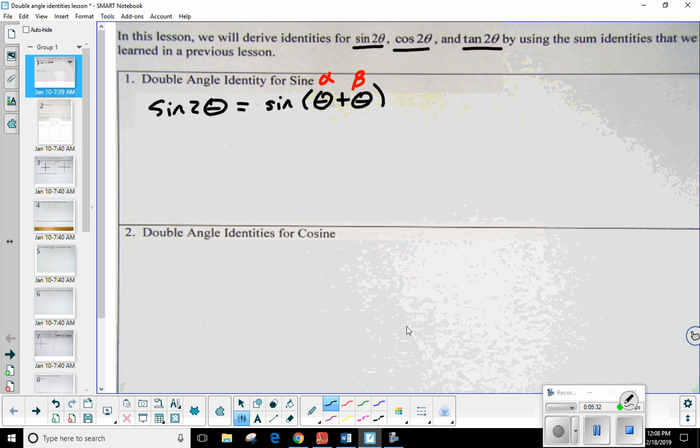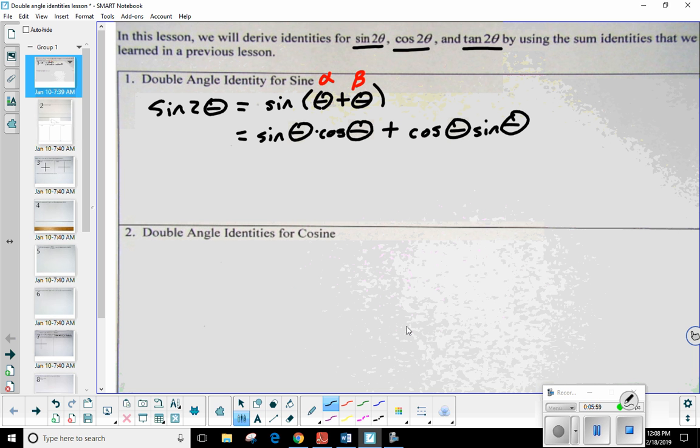Now remember, sine wants to keep the plus, but also sine wants to alternate when we multiply. So I'm going to say sine of alpha times cosine beta. Okay, I'm going to keep the plus. Then we have cosine alpha sine beta. But you'll notice every time, alpha and beta are just the same variable.